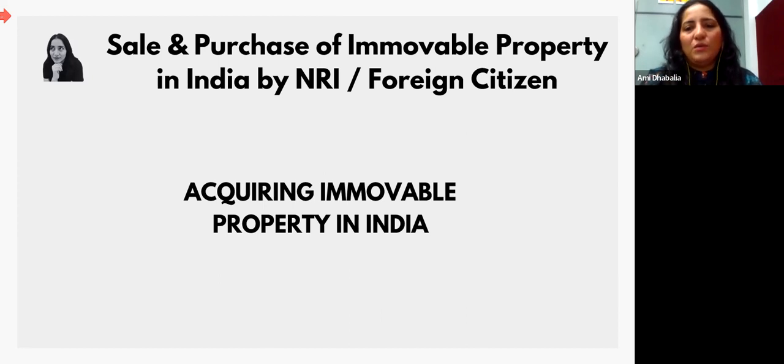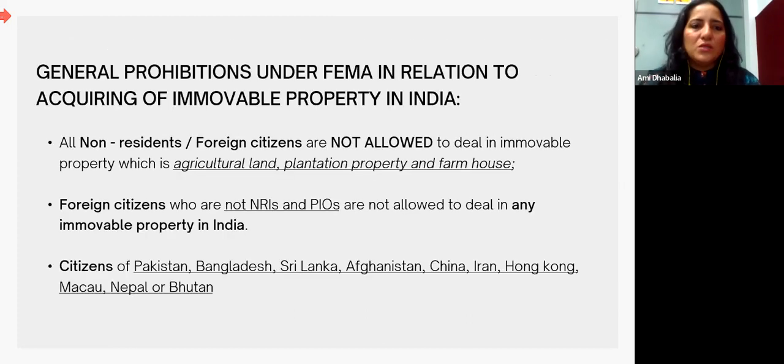But when you are selling or purchasing an immovable property and you have the status of an NRI or a foreign citizen, these rules are to be kept in mind. So the first part is acquiring of immovable property in India. These are the general prohibitions under FEMA in relation to acquiring immovable property in India. All non-residents or foreign citizens are not allowed to deal in immovable property which is agricultural land, plantation property, and farmhouse. So absolutely not allowed.